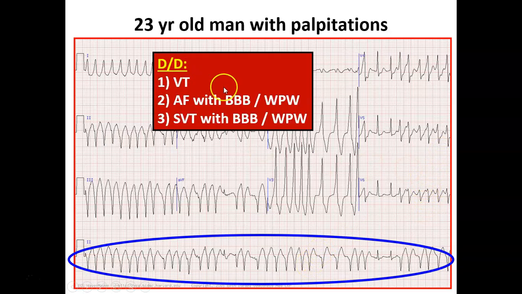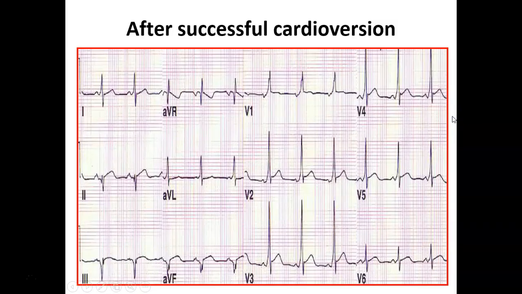So this may be ventricular tachycardia, atrial fibrillation with bundle branch block or WPW syndrome, or SVT with bundle branch block or WPW syndrome. So this patient comes to the emergency department with palpitation, and he was sweaty, with chest discomfort, and blood pressure was 80/50. You decided that this patient needs cardioversion.